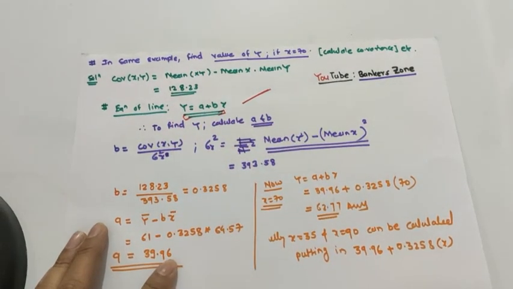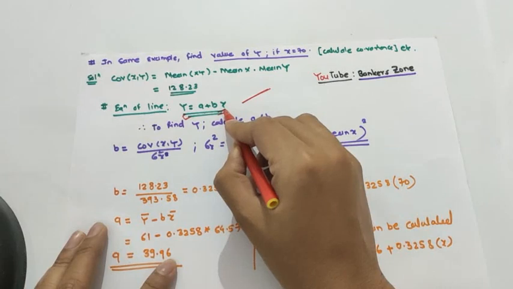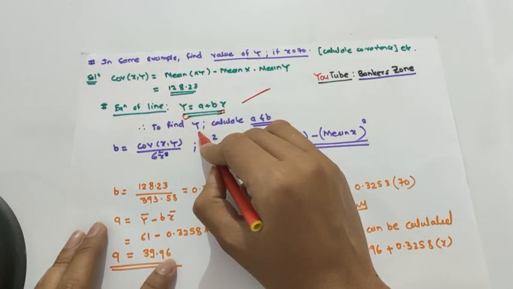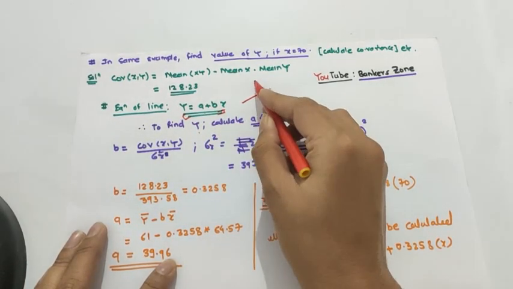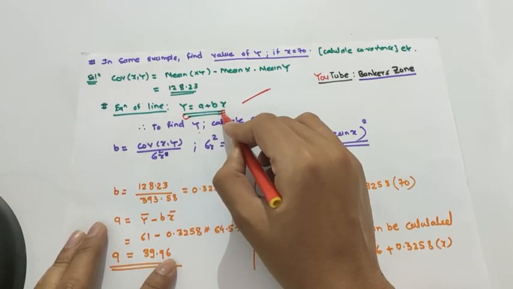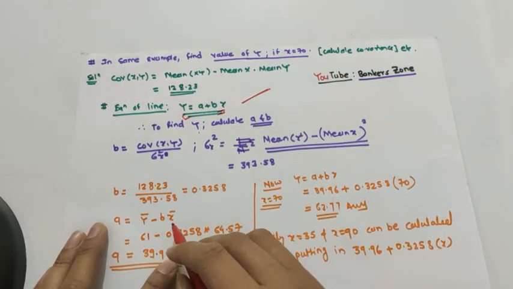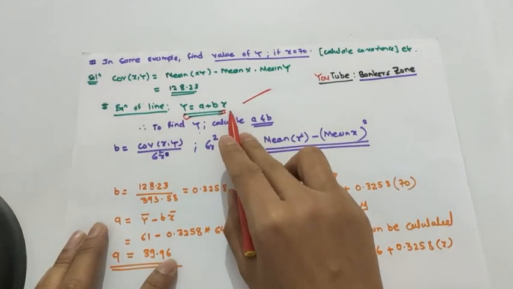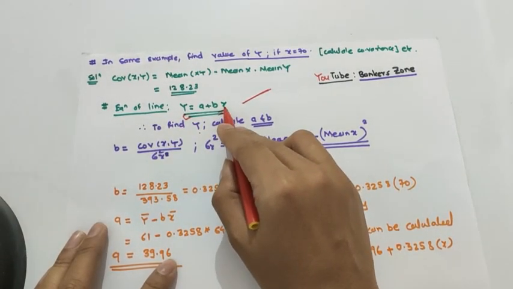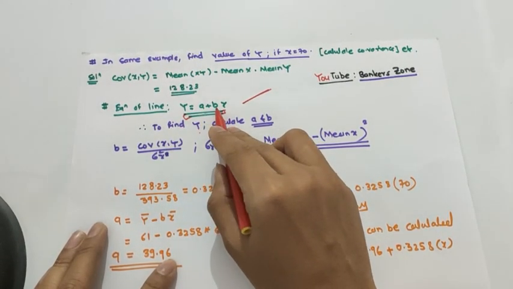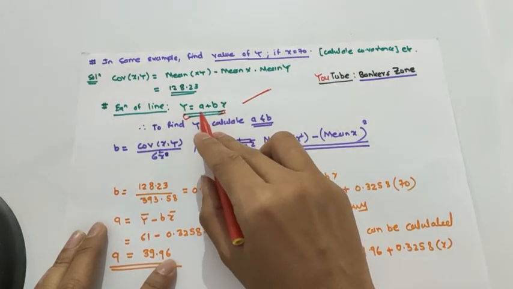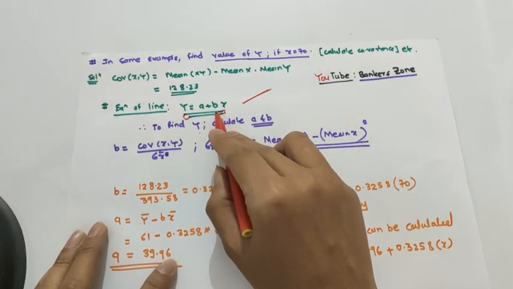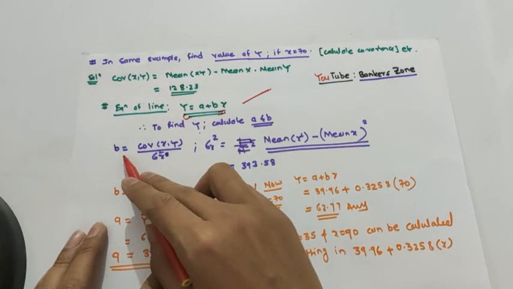Here the value of x they have given is 70. Now we have to calculate the value of y. To calculate the value of y when x is given, we need the equation of line. We don't know the values of a and b, so very first we have to calculate the value of a and b. We are going to calculate the value of b first.